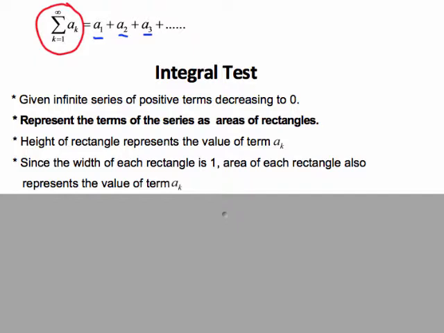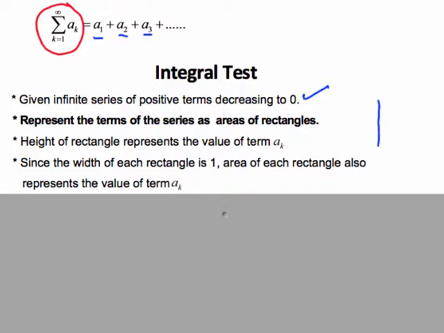And here are some of the things that I'm going to do in terms of developing my argument. First of all, I'm assuming that I'm starting with an infinite series of positive terms decreasing to zero, one which has a chance of converging. And I'm going to represent the terms of my series as areas of rectangles.